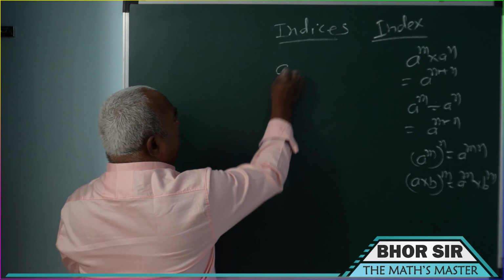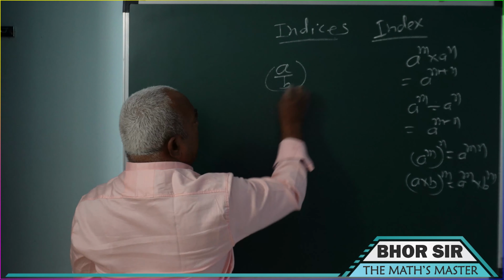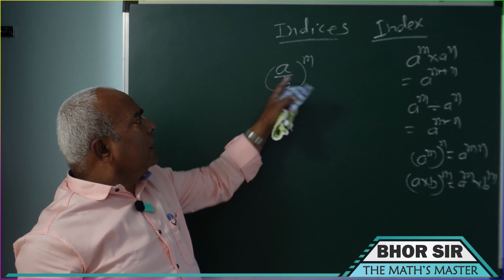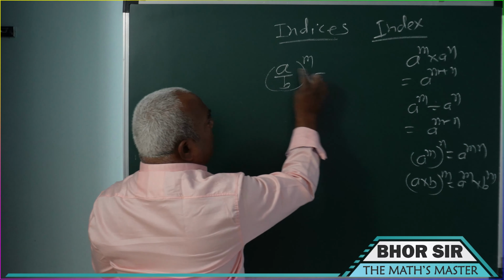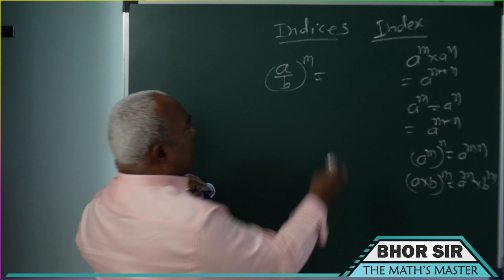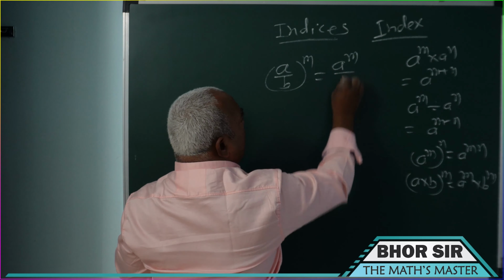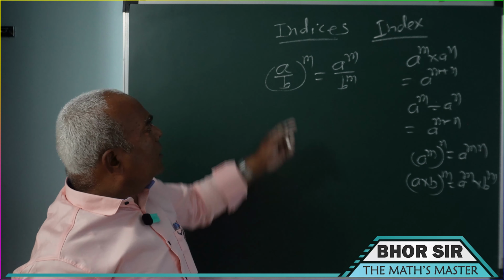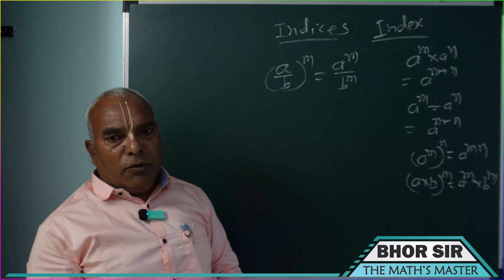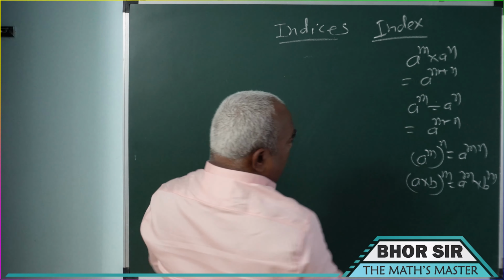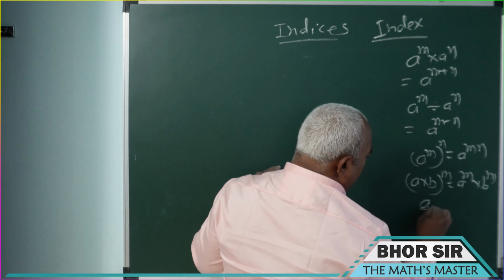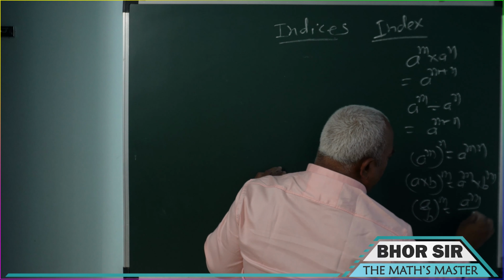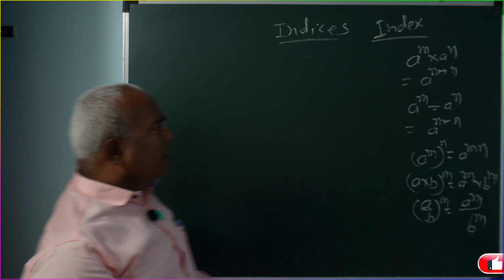Next rule is that (a upon b) raised to m. Means there is a fraction and outside the fraction there is an index. Then this index will apply to both numerator and denominator. Answer coming a^m upon b^m. Okay. (a raised to m) upon (b raised to m), this answer should be a^m upon b^m. Then the fifth rule will be what? (a upon b) raised to m, answer coming a^m upon b^m. This way. Okay.